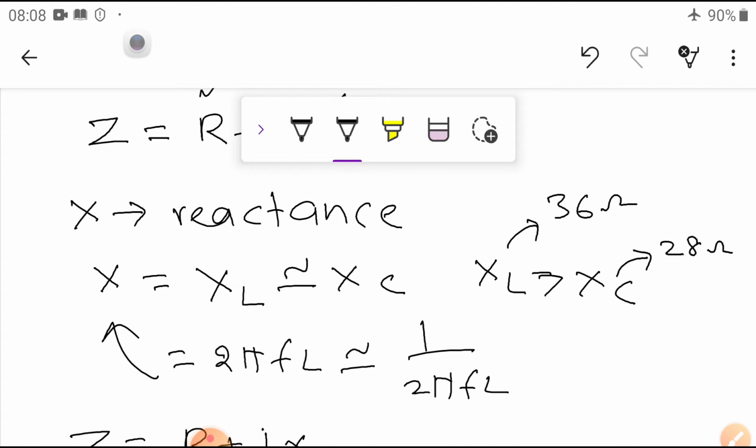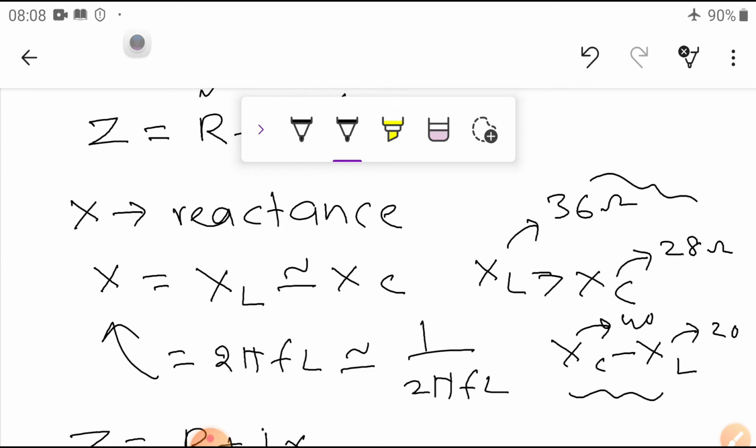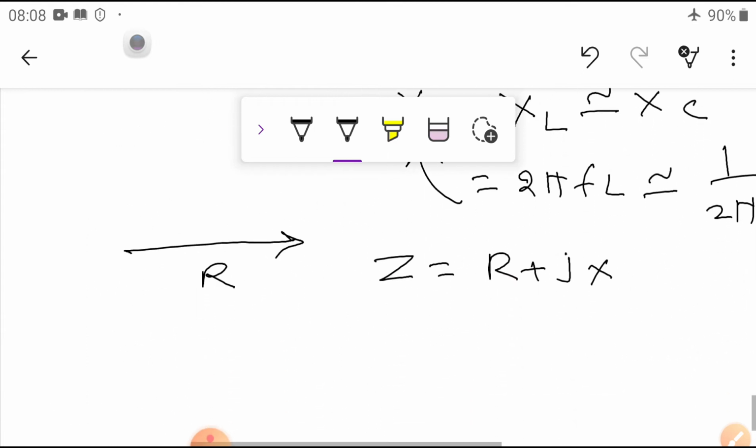Then we can write the difference. Or sometimes it is also possible to have XC minus XL. For example, this is 40 and this is 20, so that may be possible. In this case, it is known as the capacitive circuit, and the other case is known as the inductive circuit. Okay, so we can draw the vector diagram also if the three are connected. Here this resistance is connected.